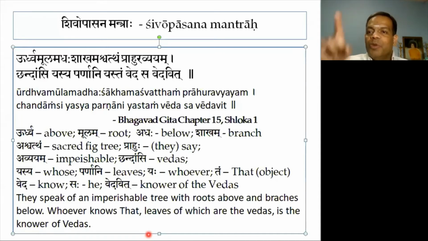And anyone who knows what the root is, that source of all this, which is nothing but God, Brahman, that person knows all the Vedas. Because all these leaves are the Vedas, but only the person who knows the source will know all the Vedas. So knowing that means that Urdhvam is Brahman. Urdhvamulam is Brahman himself.